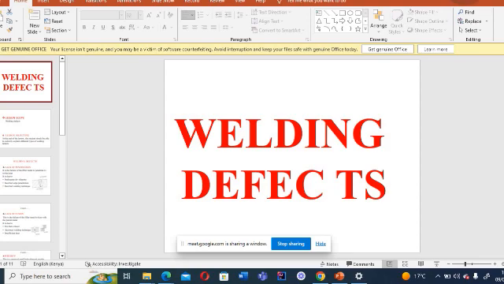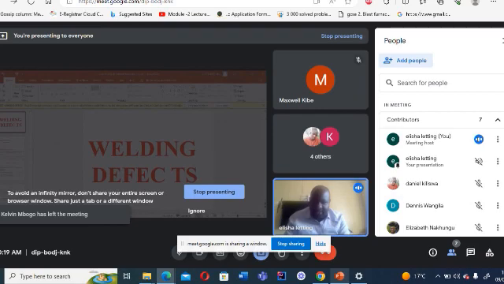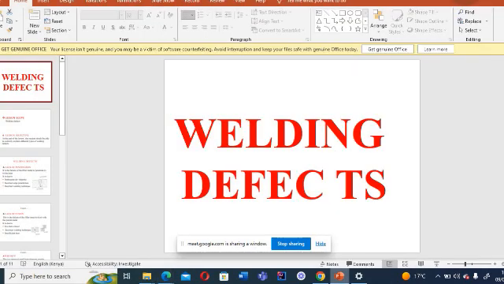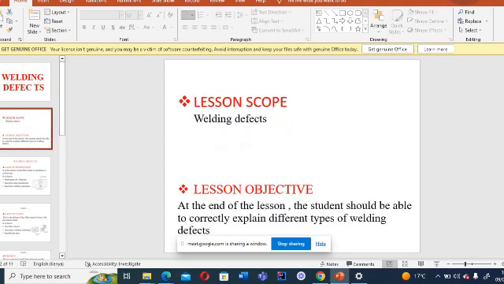Good. So our scope for today is that we are going to cover the welding defects, and our main objective is that at the end of this session you are in a position to correctly explain different types of weld defects.